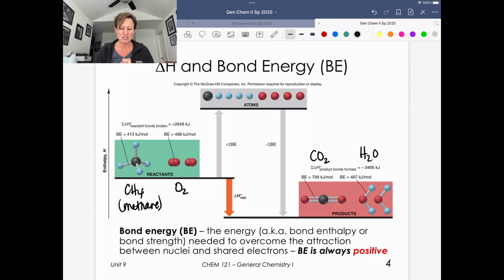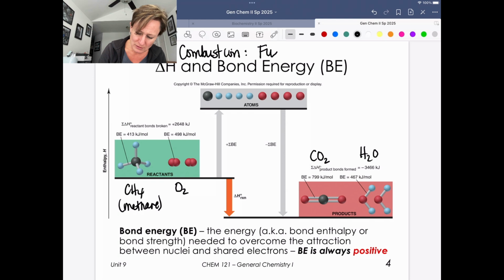This is something that I want you to know. This kind of equation is called a combustion equation. So I want you to know what a combustion equation is. A combustion equation is going to take a fuel, combine it with oxygen, and generate carbon dioxide, water, and energy.